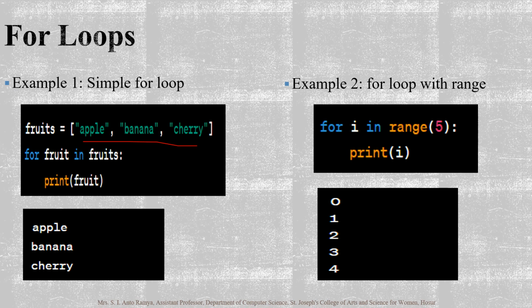Now we are going to see another example of a for loop with a particular range. For i in range of 5, we are going to print the i value. We all know the range value starts from 0. So 0 will be printed, 1, 2, 3, 4. The range is 5, so it will not print 5. It will stop with 5 minus 1, that is 4. So 0, 1, 2, 3, 4 will be the output.